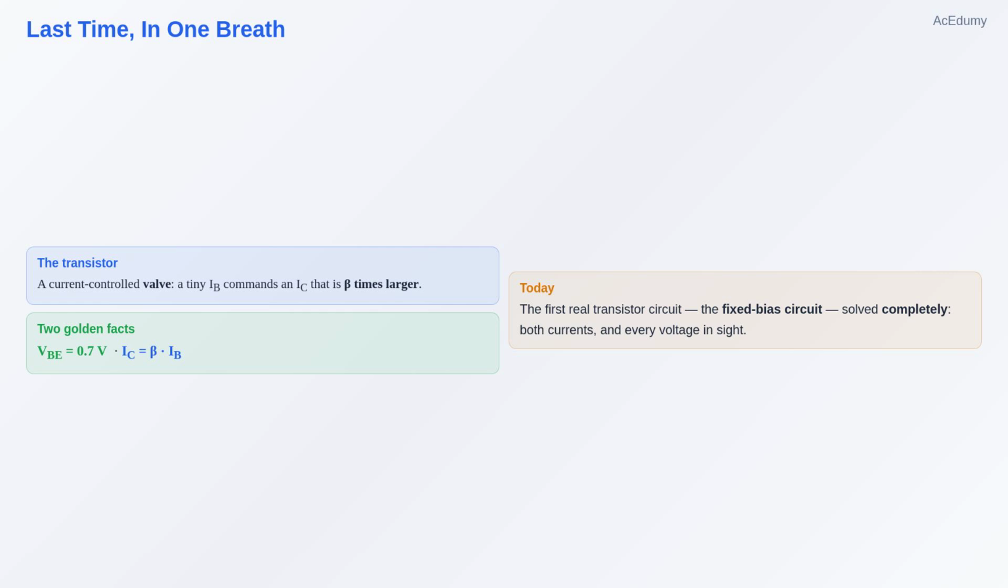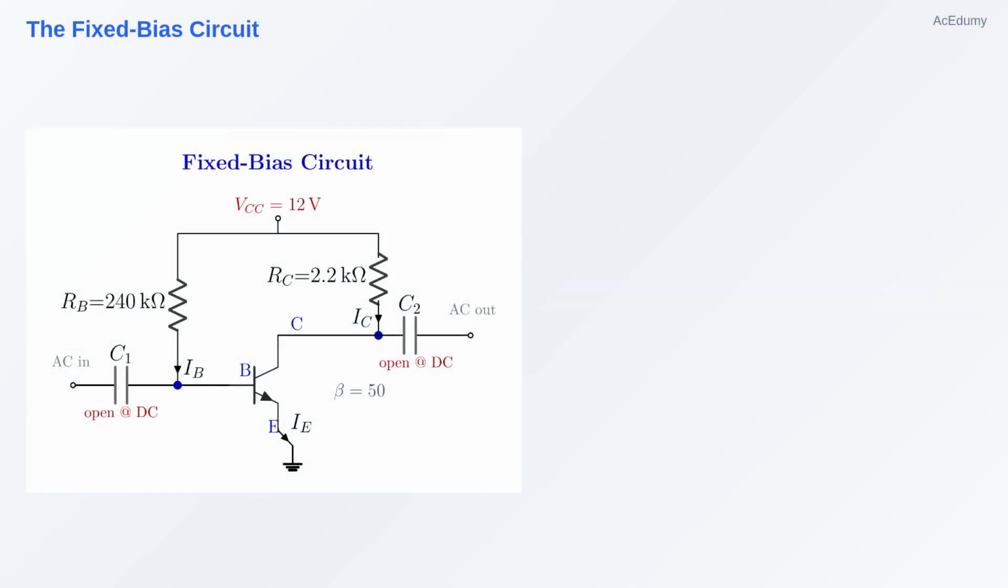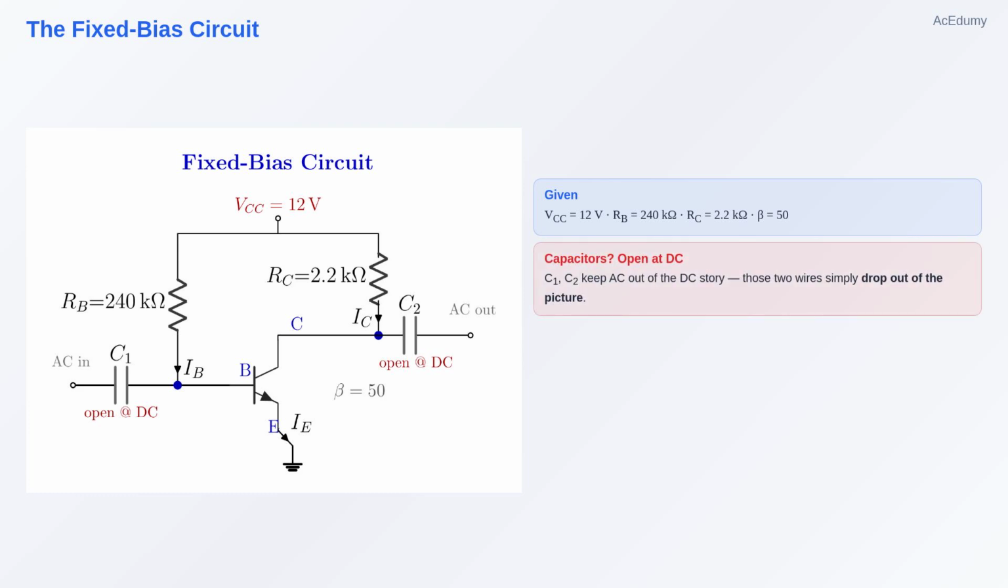Our first real transistor circuit is waiting, the fixed bias circuit, and we will solve it completely, both currents and every voltage in sight. Here is our first transistor circuit and the simplest possible way to bias one. It is called the fixed bias circuit. A 12-volt supply, V sub CC, feeds two branches. One branch goes through R sub B, 240 kilo-ohms, into the base. The other goes through R sub C, 2.2 kilo-ohms, into the collector. The emitter is wired straight to ground.